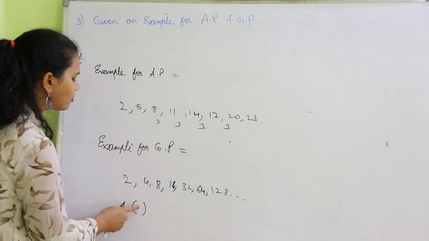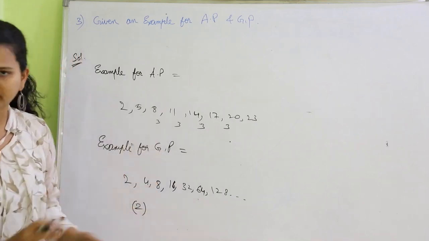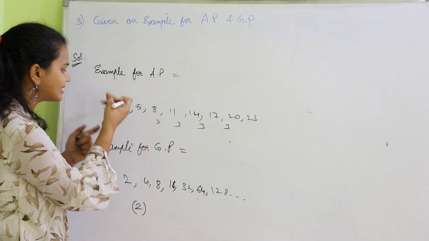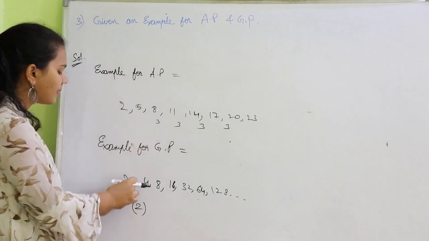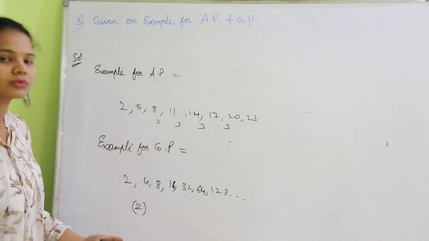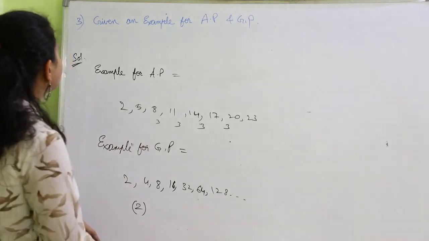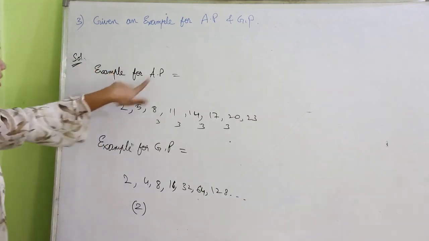Now here you're doing nothing else. Here you are just adding, and here you are multiplying. That's all. So here we have 2 plus 3. Here 2 into 2 is 4, 4 into 2 is 8, 8 into 2 is 16, 16 into 2 is 32, 32 into 2 is 64. That goes on. This is the example for AP and GP.